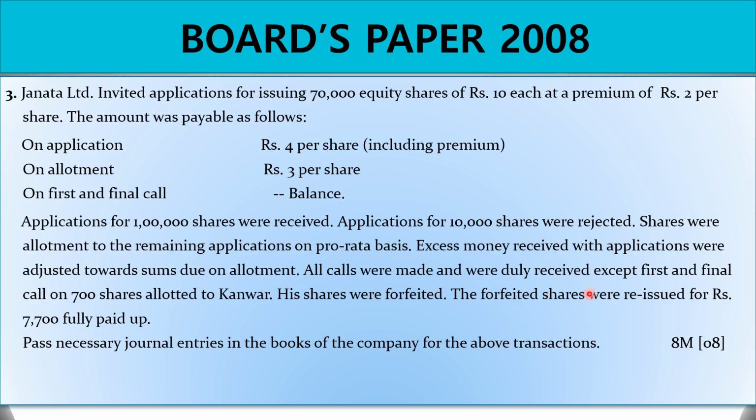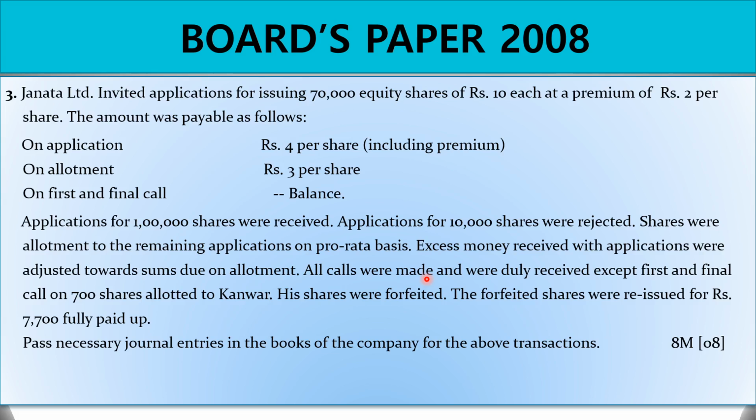But here we can see that one shareholder failed to pay the first and final call, that is 700 shares. So arrear does not arise from allotment. Arrear arises from the last installment, where the company did not adjust the excess amount. So that is why real pro rata calculation or arrear calculation is not there in the sum. That is a simple type of problem, though it is an oversubscription problem.